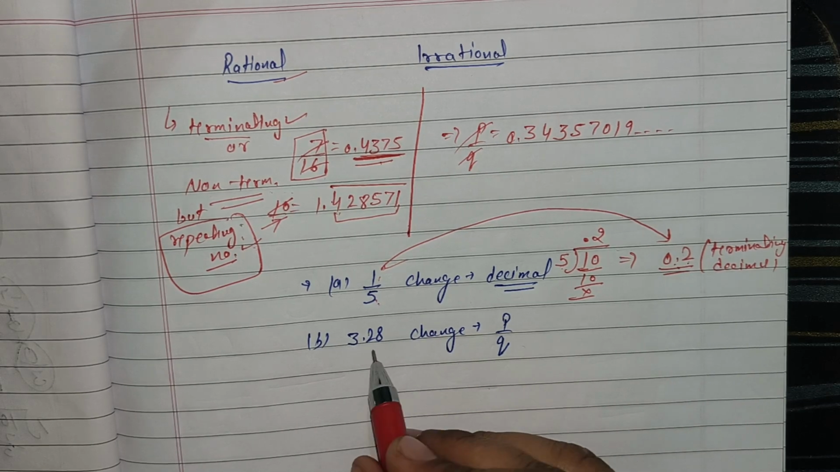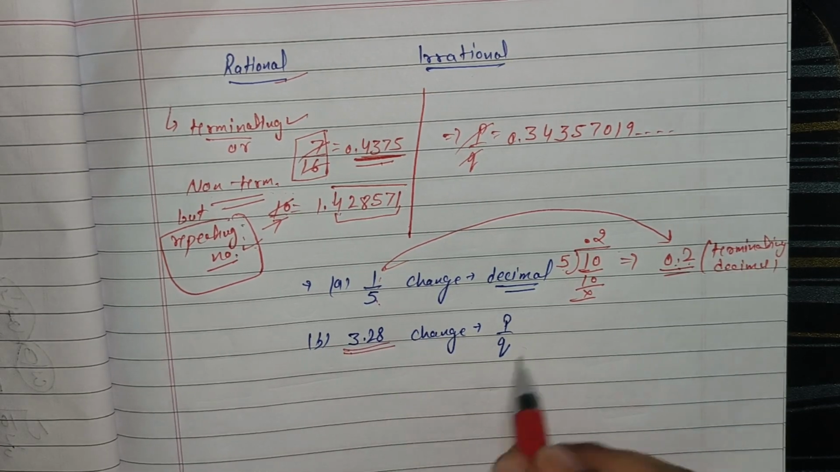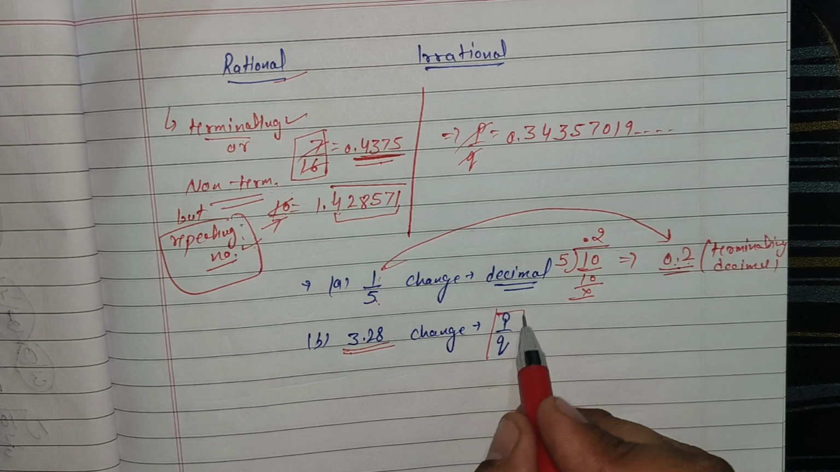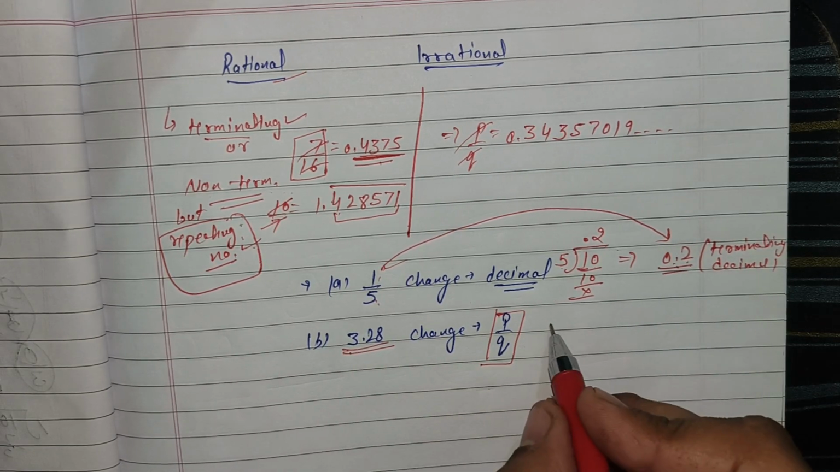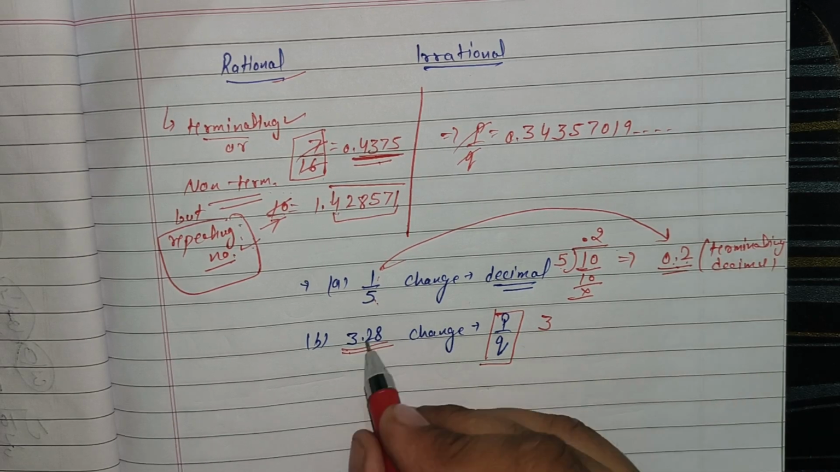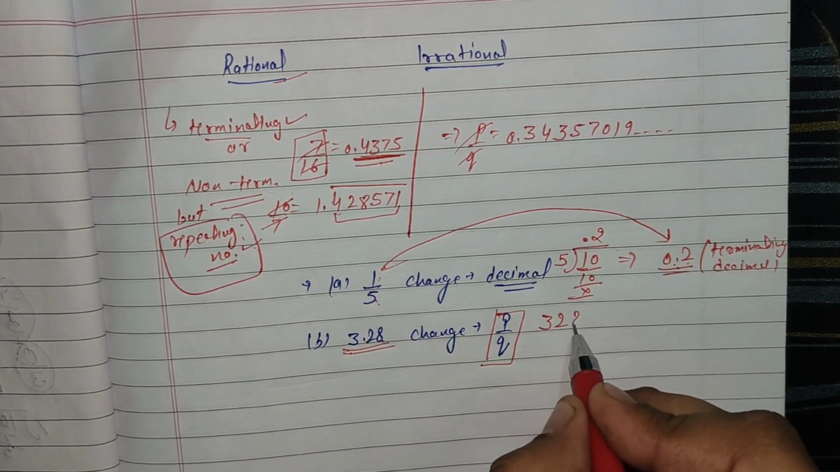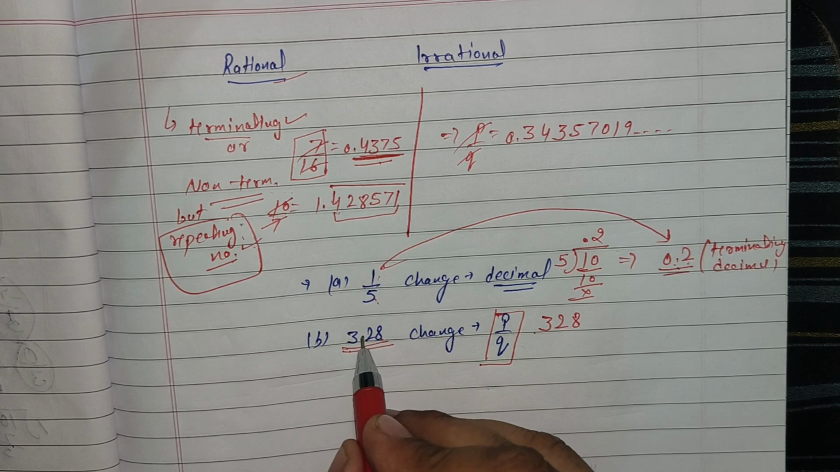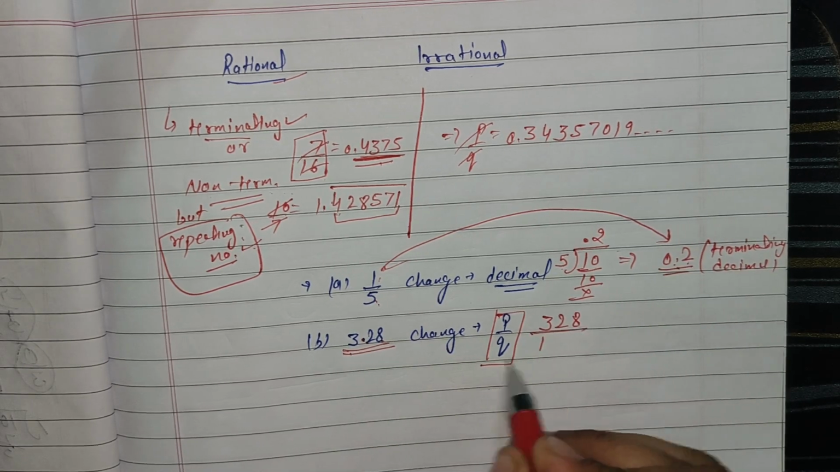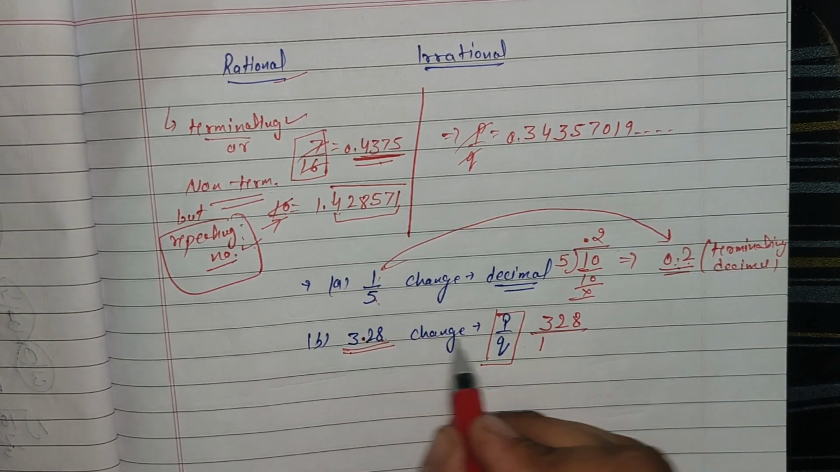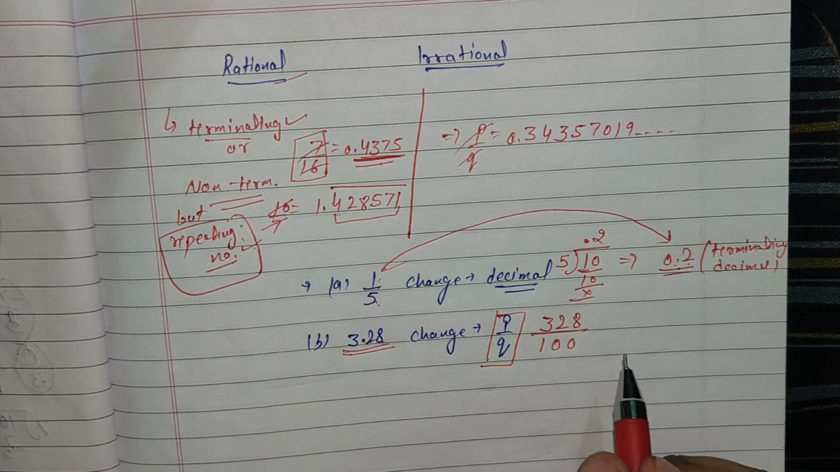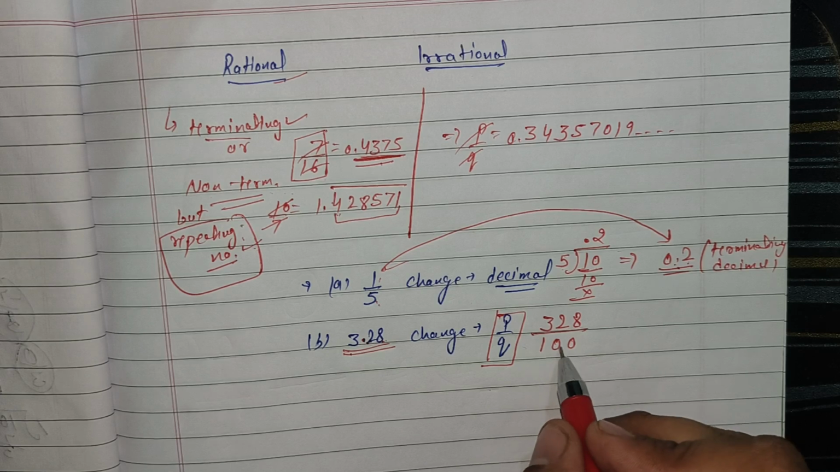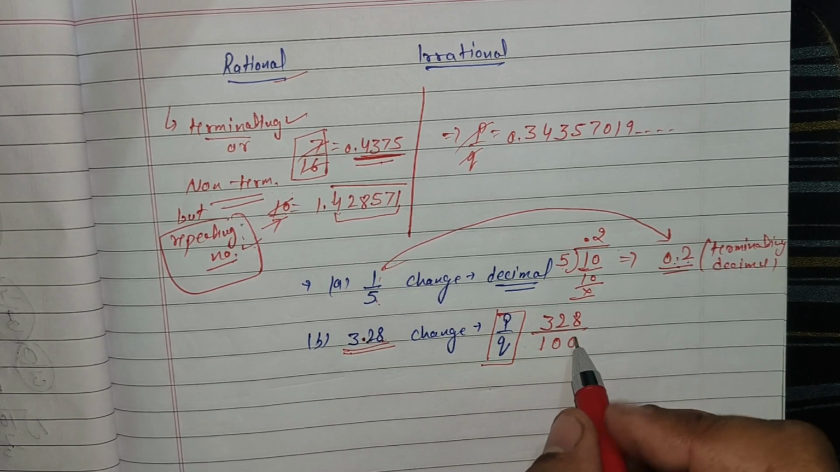Next we are going to change this decimal number into the form of P upon Q. How are we going to do that? We are just going to remove this decimal. First we write the numbers here, 3 2 8. Now this decimal changes into 1, and the digits after the decimal change into 100. So this is very easy. Now we can just reduce it by dividing.